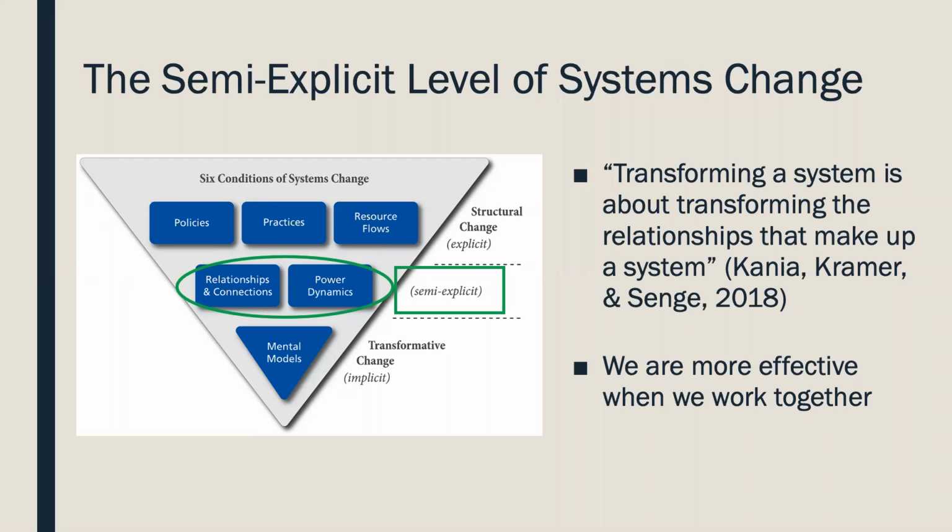According to the authors of The Water of Systems Change, transforming a system is about transforming the relationships that make up a system. The semi-explicit level, which includes relationships, connections, and power dynamics, is about fostering relationships between groups and distributing power and resources in an efficient and inclusive way. Within our world, major influencers of change are sometimes in disagreement or may be working separately towards the same goal. It's important that groups don't work in isolation. We are more effective together as we each bring our own strengths, skills, and abilities. It is at this level that collective impact comes into play.